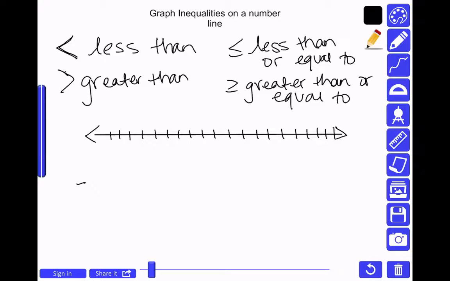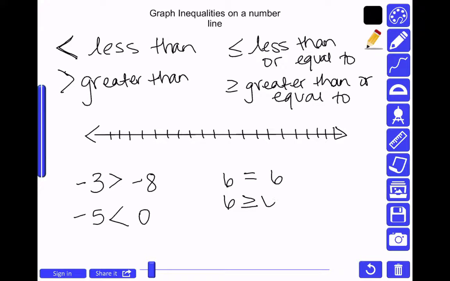So if I have -3 and I have -8, -3 is greater than -8 because it is closer to 0, and those are negative numbers. If I have -5 and 0, -5 would be less than 0. If I have 6 and 6, I could say, obviously 6 is equal to 6, but also 6 is greater than or equal to 6.